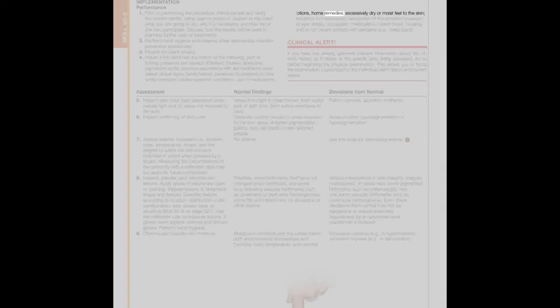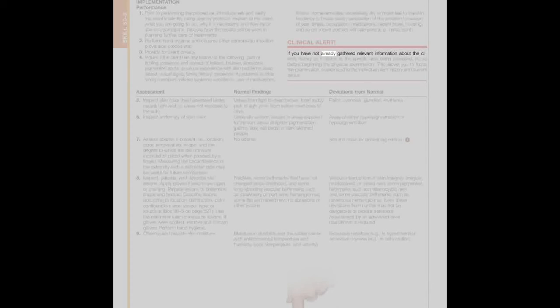Lotions, home remedies, excessively dry or moist feel to the skin, tendency to bruise easily, association of the problem to season of year, stress, occupation, medications, recent travel, housing, and so on, recent contact with allergens, for example, metal, paint. Clinical alert.